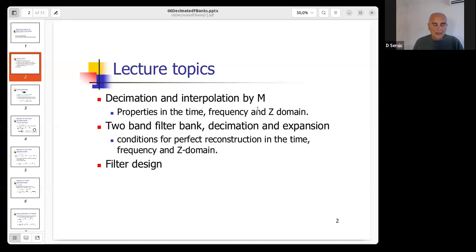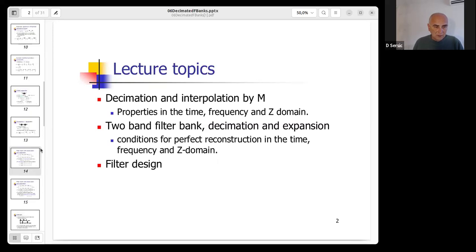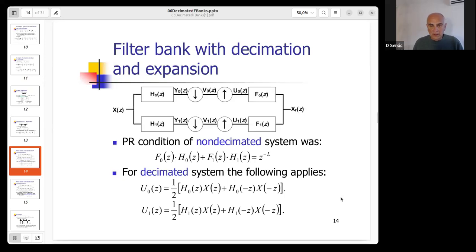Again, I will share the presentation. The lecture topics are decimation and interpolation by factor of M. Today, we are going to skip that part and go directly to two-band filterbank decimation and expansion. So I will just jump to slide 14. Okay. I will stop sharing for a minute because I would like to introduce what we are going to do.